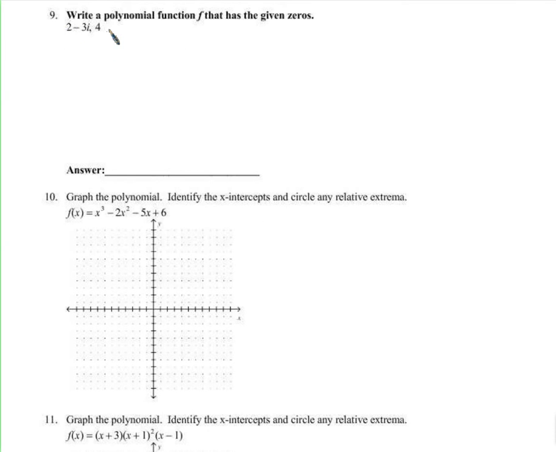All right, if 2 minus 3i is a 0, then 2 plus 3i is a 0 by the rational.